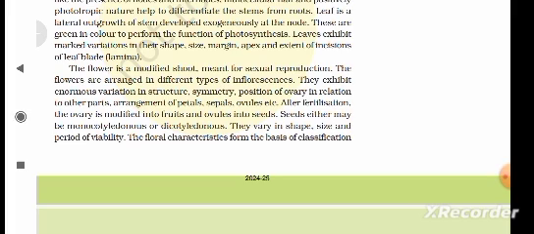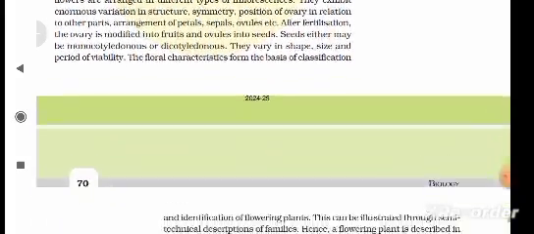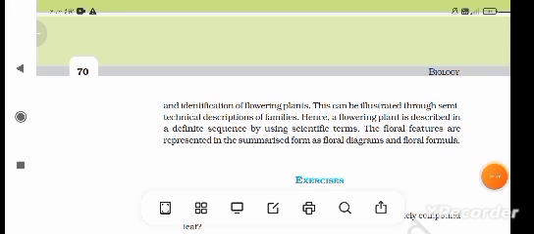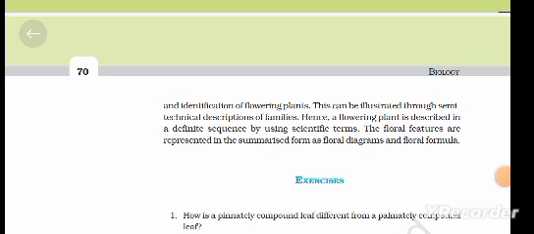Seeds may be monocotyledonous or dicotyledonous. They vary in shape, size and period of viability. The floral characteristics form the basis of classification and identification of the flowering plants. This can be illustrated through the semi-technical description of a family. Hence, a flowering plant is described in a definite sequence by using scientific terms, and the floral features are represented in summarized form as in the floral diagram and floral formula.